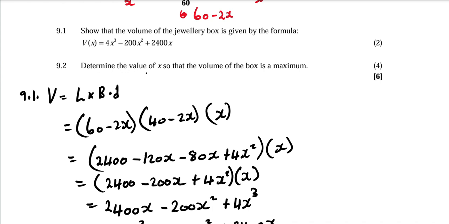Determine the value of x so that the volume of the box is maximized. I said when you see this term maximize, just put the first derivative. Even if you didn't manage to prove this, just come here to this formula and put the first derivative and equate your first derivative to 0 and solve so that you can get this 4 marks. But you will lose this 2 marks since you didn't manage to prove it. Do you get me? So here, let's go.